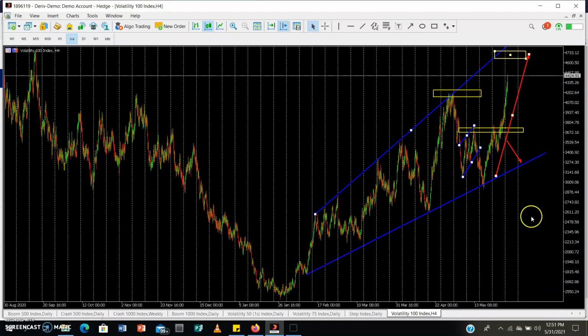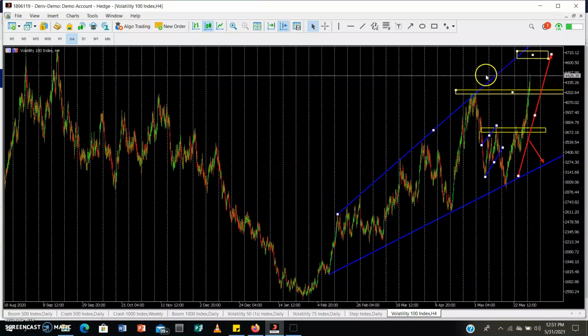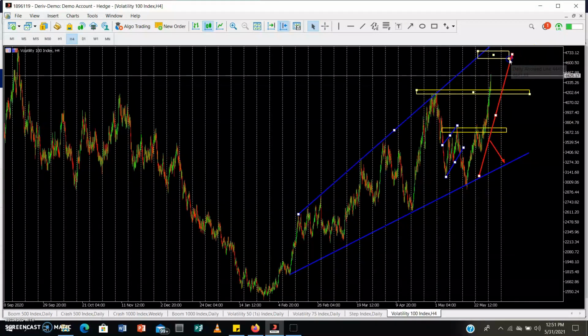Okay, but at this point, I'm also seeing that the resistance zone has been broken, which means this is a high probability trade for us to keep going up to these levels, right? And from these levels, we can later on probably anticipate the pullbacks or the change, the reversal in the upward trend that we're experiencing.